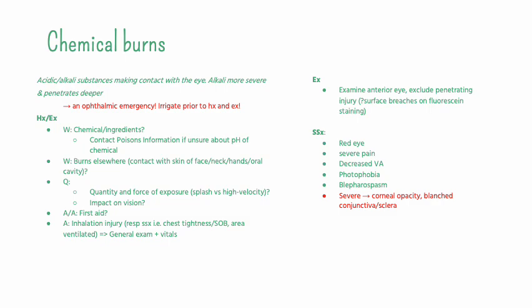On history and exam, you want to figure out what the chemical was, what the ingredients were. If you don't know what they are, contact poisons information to inquire about the pH. Where is the burn? And if there are any burns elsewhere, for example, contact with the skin, face, neck, hands, or anywhere else. And you want to know what the quantity and force of exposure is. So splash versus high velocity, and the impact it has on the patient's visual field or visual acuity.